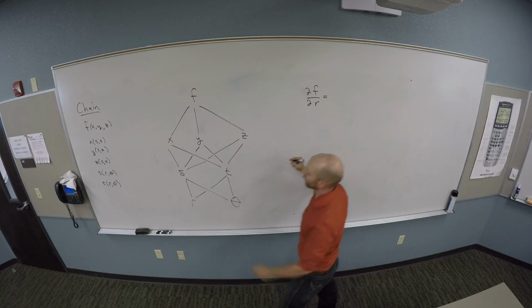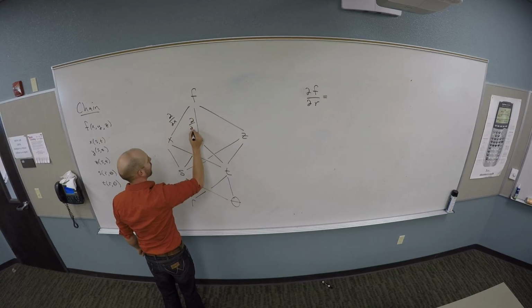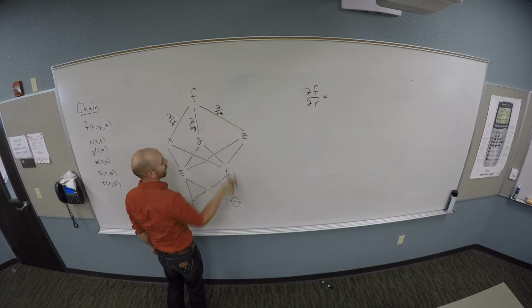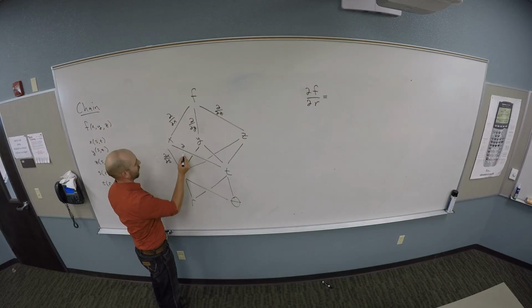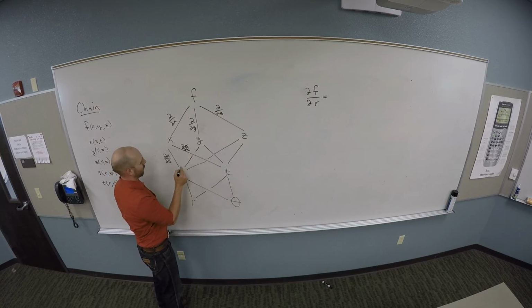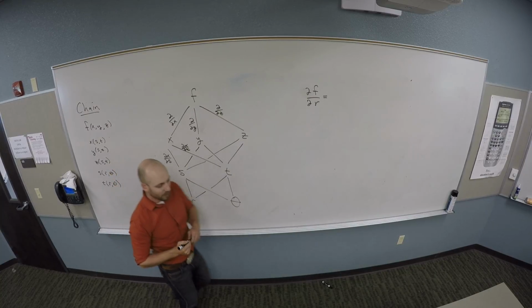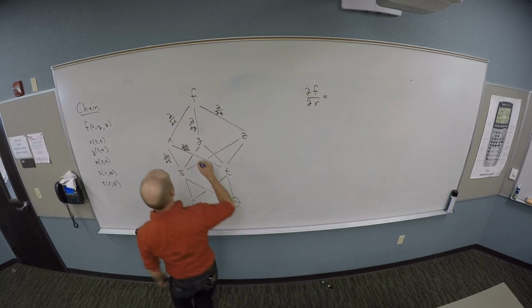Okay, so you're going to have, let's see, these are partials with respect to x, right? Partial with respect to x, partial with respect to y, partial with respect to z. And then these guys are partial of x with respect to s, partial of x with respect to t. I'm not going to fill the rest in, right? So what do I need? I need to find the paths to r, right?